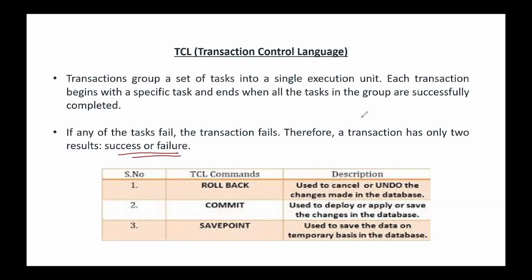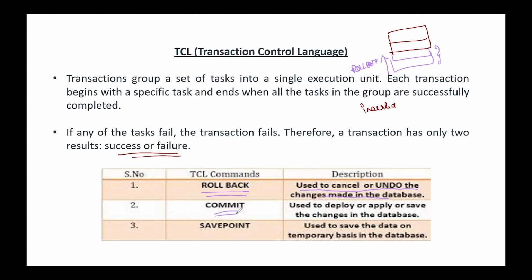So for example, you have inserted many rows. There is a table. It had already two rows. Now you are inserting one and two more. And suddenly you realize that you do not want this. So at that time you can go back to this point. That is called the rollback command. So what does a rollback do? It is used to cancel or undo the changes made in the database. Basically, we are undoing the changes we have made. For that, I will use rollback.